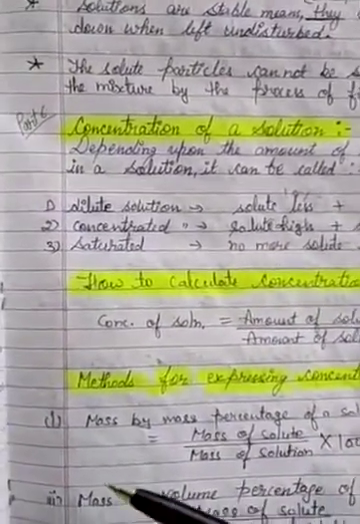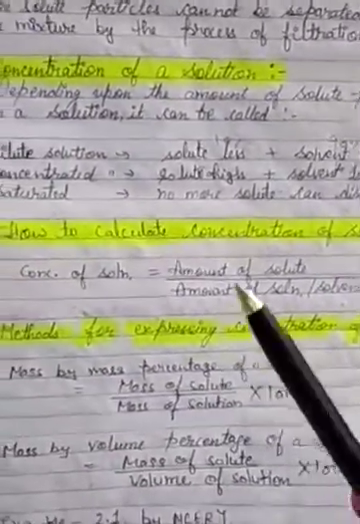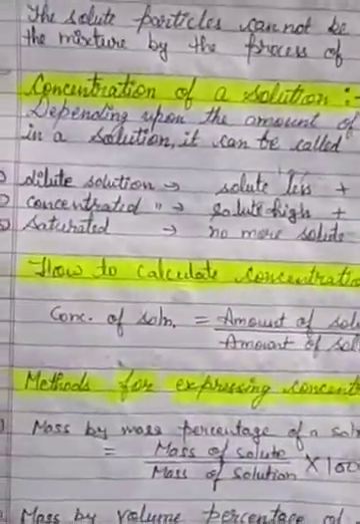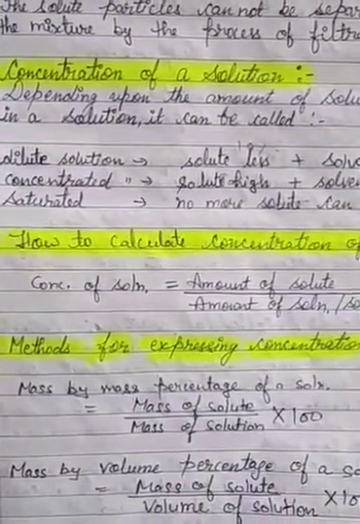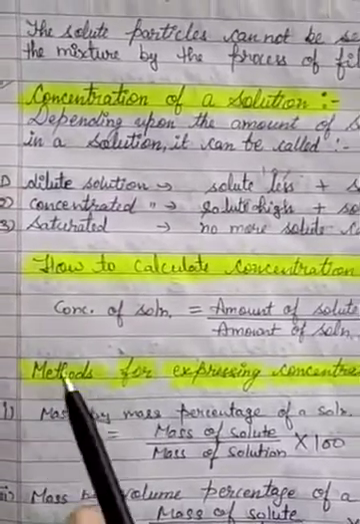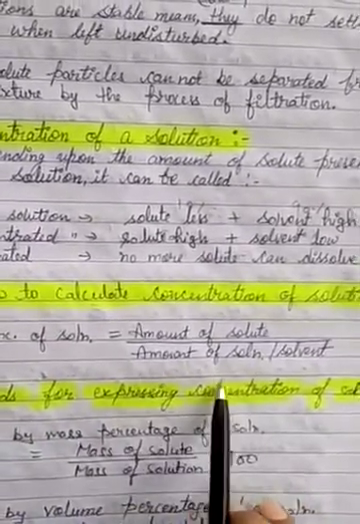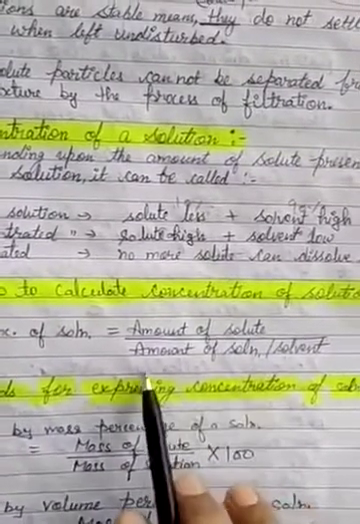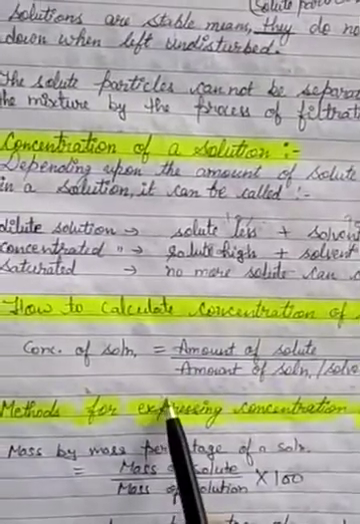Clear? Now, how to calculate the concentration of a solution? किसी भी solution की concentration कैसे find out करेंगे? ठीक है, means amount of solute निकालना है एक तरह से. तो concentration of a solution is equal to amount of solute upon amount of solution और amount of solvent. अब दोनों में से कोई भी एक चीज लेके इसको find कर सकते हैं. Clear?